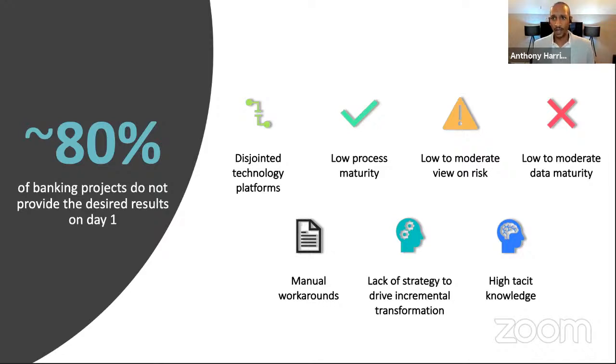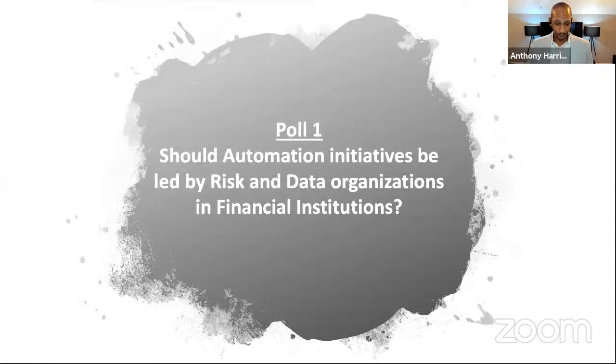But with all that said, and the lack of view and integration on risk, that leads us to our next poll, which is, should automation initiatives be led by the risk and data organizations within financial institutions? With that said, I'll now pass it over to Vichy, who will expand more on the perception versus reality and dive deeper into identifying the truth.